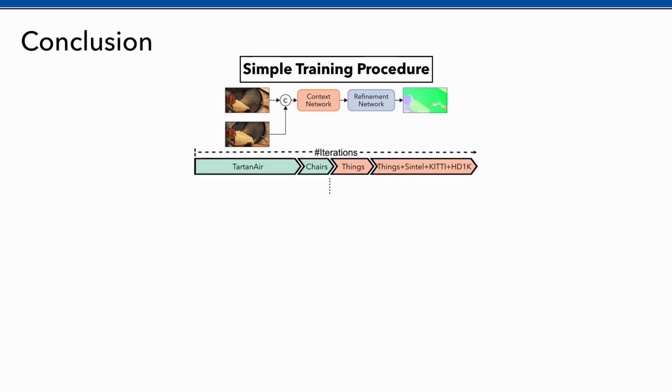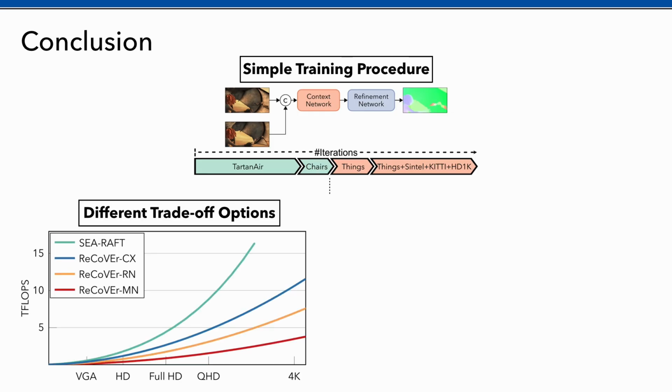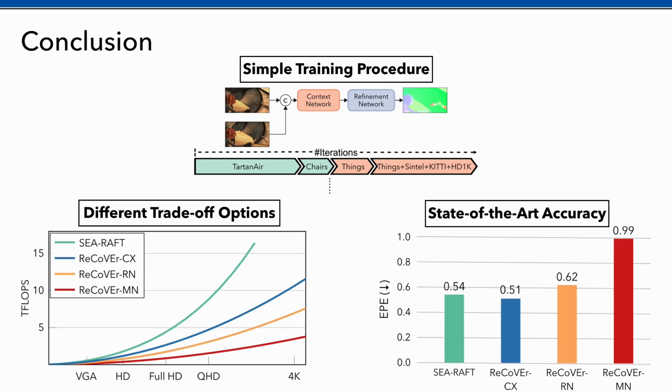To summarize this presentation, we have shown a simple training procedure that completely removes the cost volume from an optical flow estimator during training. We have proposed 3 different methods utilizing different backbones to create multiple trade-off options between inference time, memory requirements, and accuracy. And our best model reaches state-of-the-art accuracies.